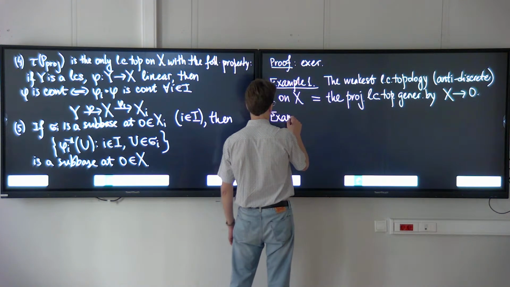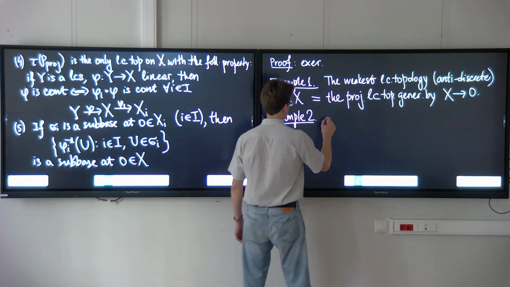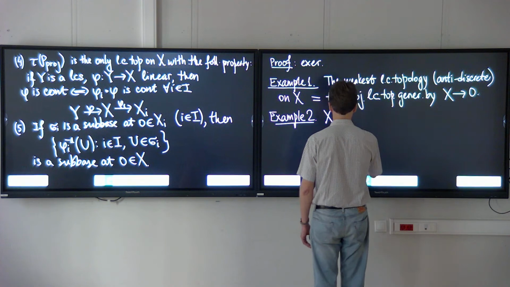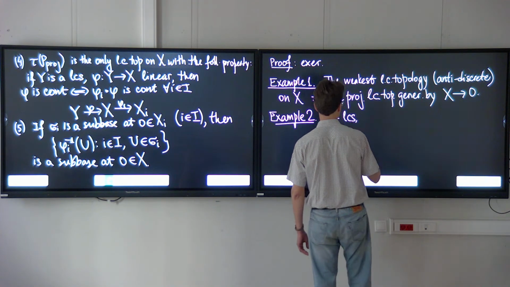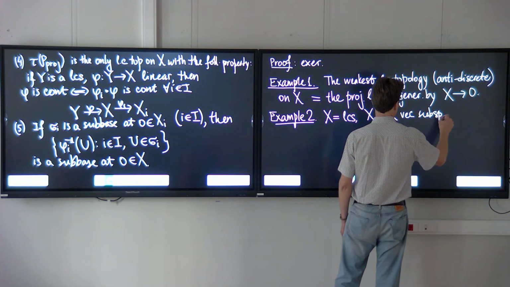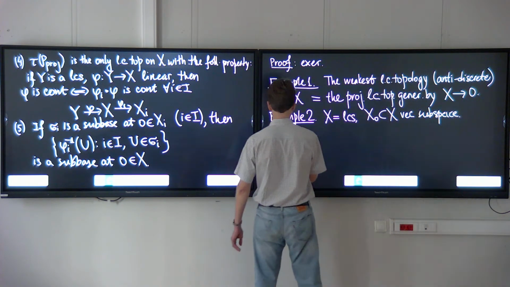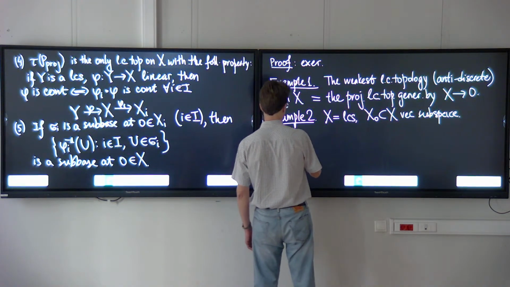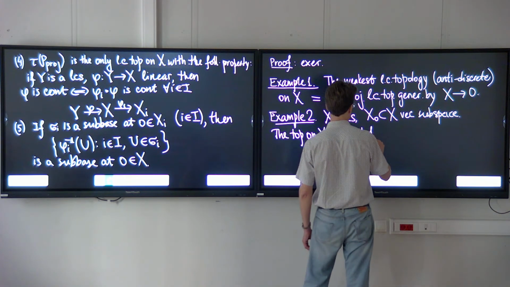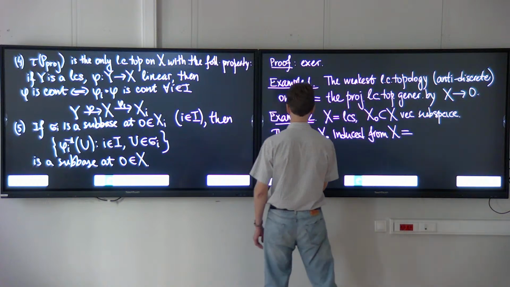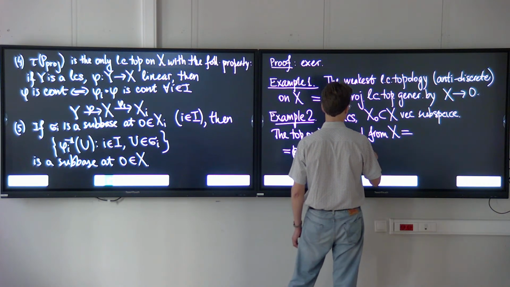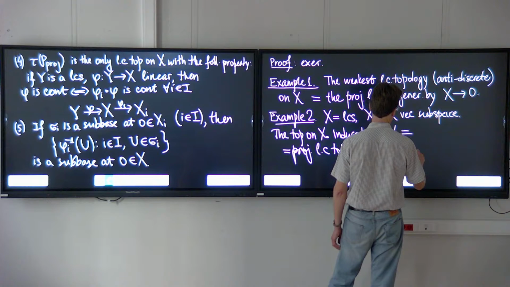Example 2. If X is any locally convex space, and X0 is a vector subspace, then the topology on X0 induced from X is nothing but the projective locally convex topology generated by the inclusion map of X0 into X.